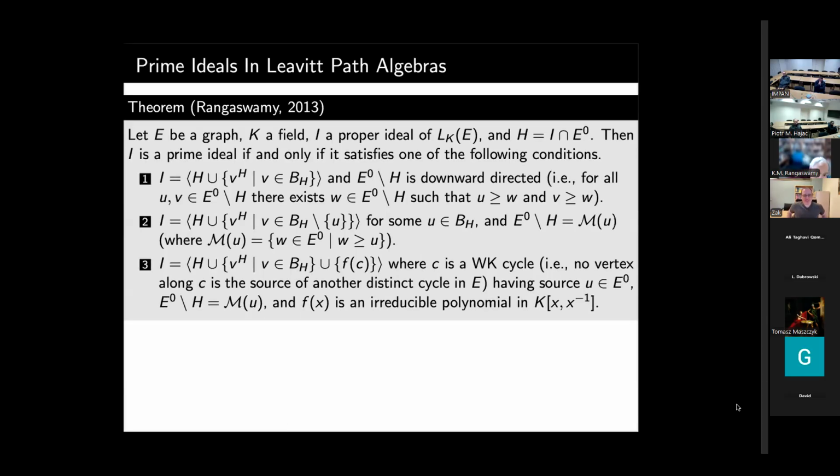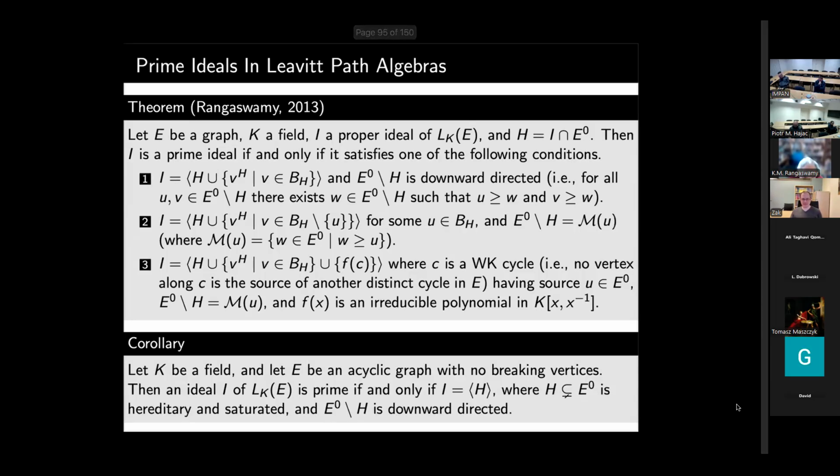Well, to do that, we have to look at prime ideals in the Leavitt path algebra, and there's a classification. Once again, thank you, Renga. This is what all the prime ideals in the Leavitt path algebra look like. Now, there's quite a few complications here, but most of the complications in this statement have to do with cycles and breaking vertices. And so if you happen to have a graph that has no cycles and no breaking vertices, then this simplifies quite a bit. For such a graph, an ideal in a Leavitt path algebra is prime if and only if it's generated by a hereditary saturated set of vertices, such that the complement of that set is downward directed.